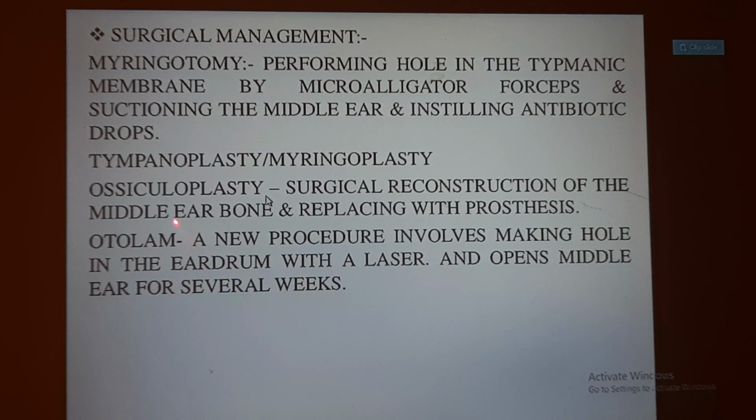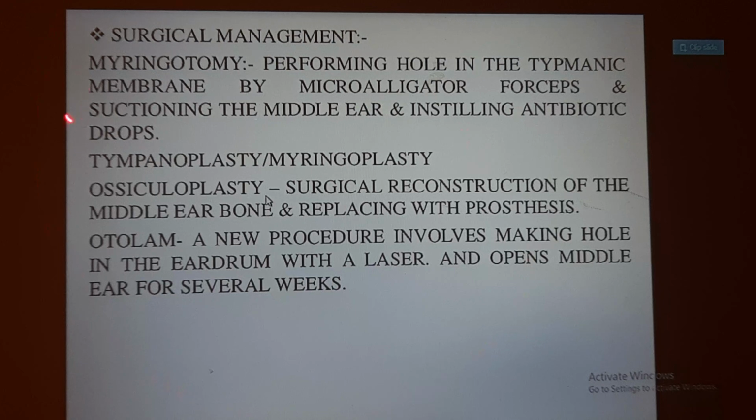Otolam is a procedure involving the eardrum with laser. It is also a surgical procedure where they use a laser to open the middle ear part and keep it open for several weeks, so that all the fluid, pus and content come out of the middle ear. That is why they are doing otolam.